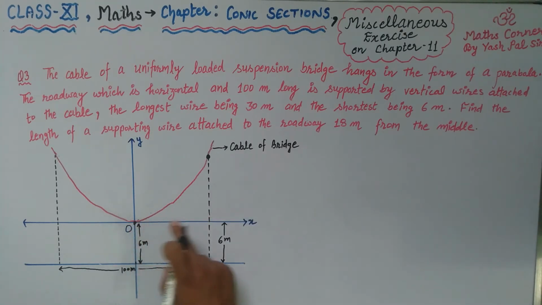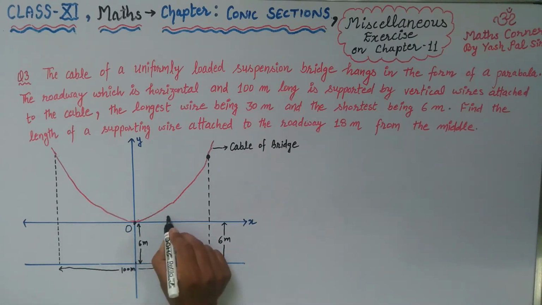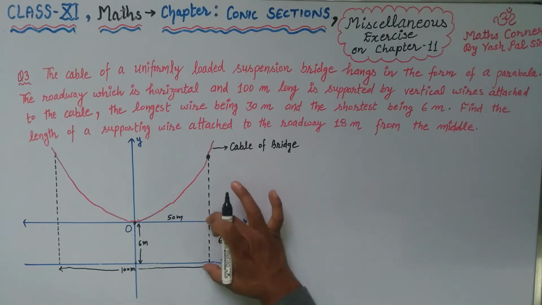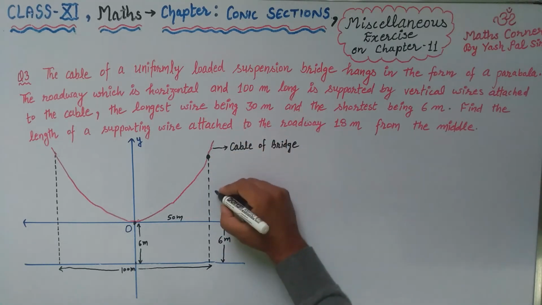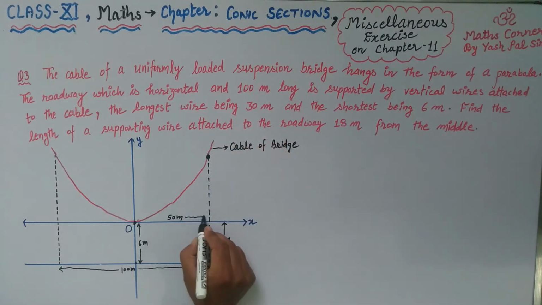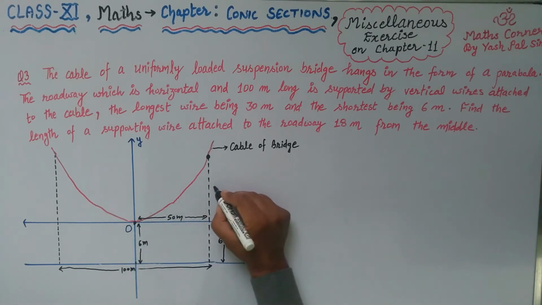Meaning to say, from here the total was 100 meter. So 50% of 100, this is left, 50 meter. And out of 30, 6 is subtracted. So first of all, this is 50. Now this is out of 30. 30 minus 6 is equal to 24 meters.